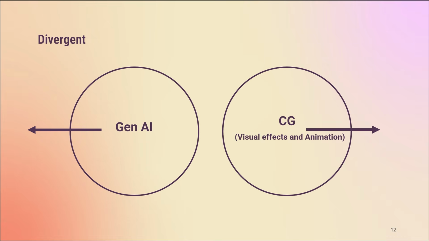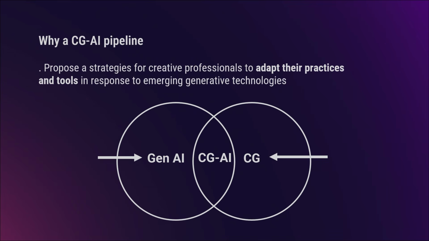But as I got more into it and studied this idea more, I'm starting to understand that maybe CG and AI have a space to converge, right? There's maybe a CGI-AI intersection there, and there is a lot to explore. The idea is to propose strategies for creative professionals to adapt their practices in response to those emerging technologies.